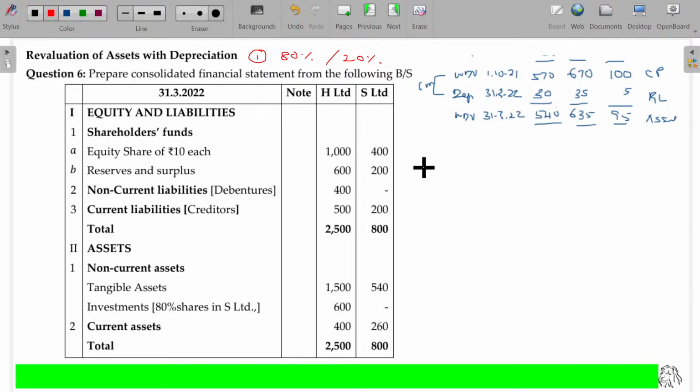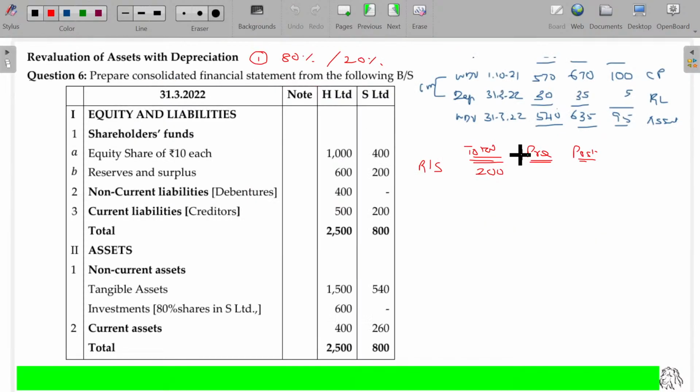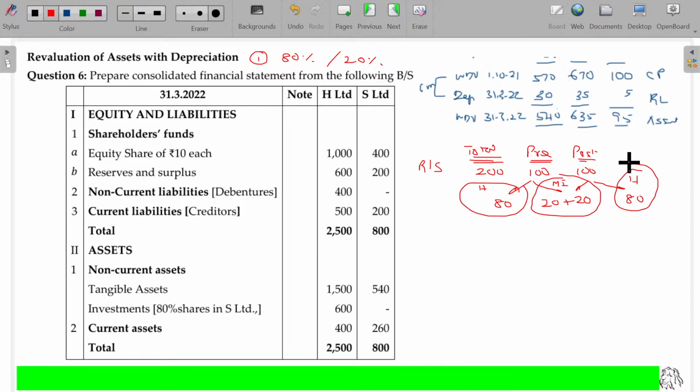Now, what about the reserves and surplus? Reserves and surplus total being 200. Out of that, pre-acquisition profit as well as post-acquisition profit, how much is that? 100 rupees being the pre and another 100 rupees being post, and I shared this for holding and minority interest. 80% for holding and 20% for minority, and post acquisition also 20% for minority, 80% for holding company. Okay.